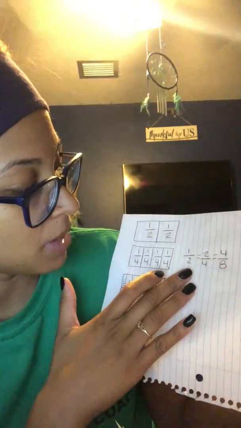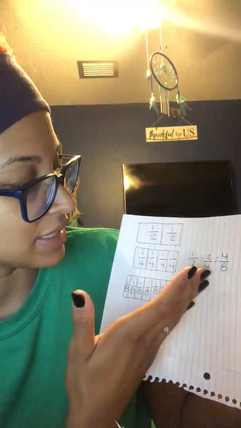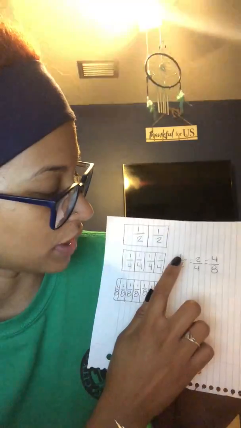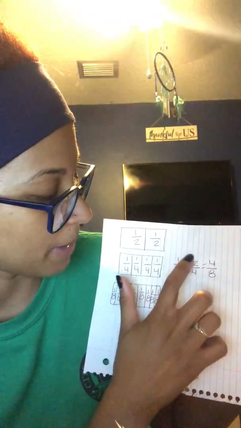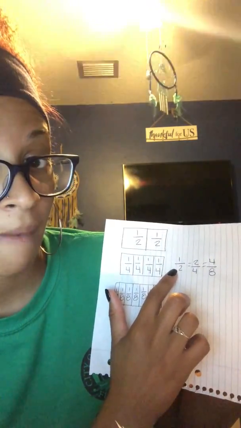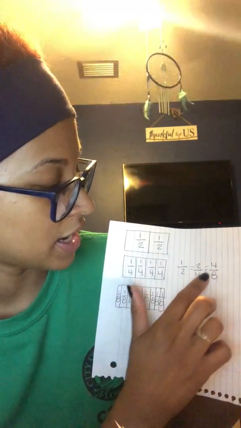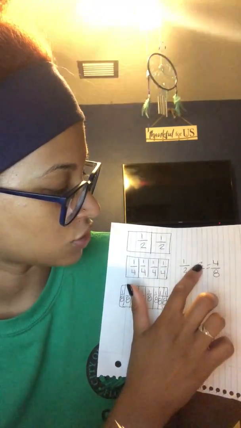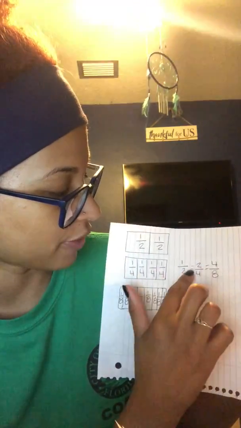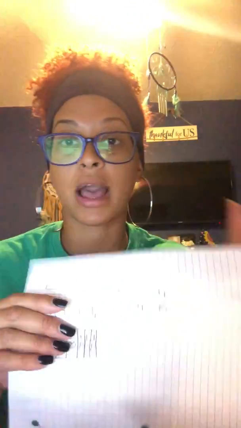How we did this was you multiply top and bottom by the same number to get an equivalent fraction. So here what they did was multiply 1 by 2 and 2 by 2. So 1 times 2 is 2, 2 times 2 is 4. Then here they did the same thing: 2 times 2 is 4, 4 times 2 is 8. So you multiply top and bottom by the same thing.